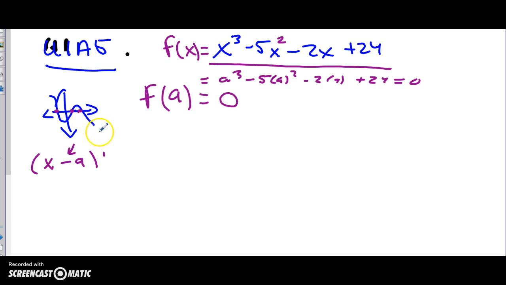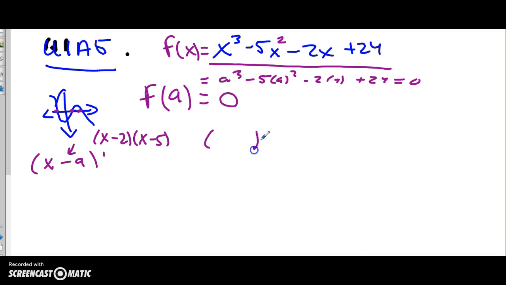If your two zeros for a parabola were 2 and 5, you would say x minus 2 and x minus 5 were your factors. Or if you had factors of x minus 2, x minus 5, you would say, hey, my zeros are plus 2 and plus 5. Okay, so let's find out what this a is.